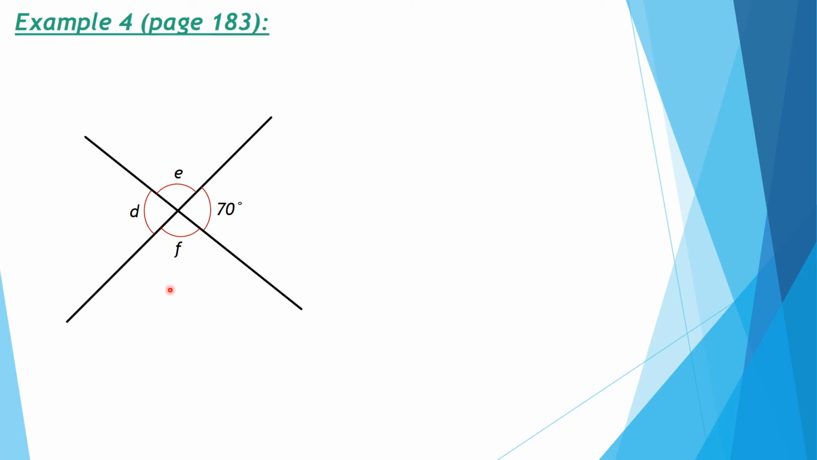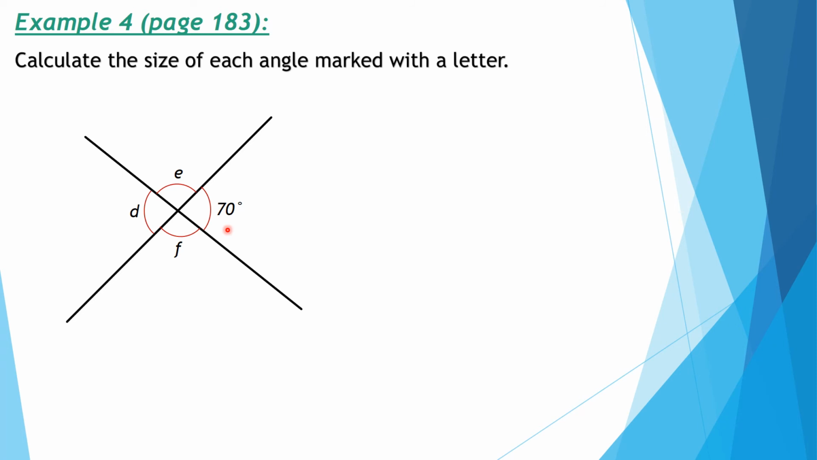This example has been selected from page 183 in your textbook. Look at the diagram given. By looking at this diagram, we can see how these two straight lines form four angles. Out of the four formed angles, only this angle is given. It's 70 degrees. So, to find the size of the other unknown angles, we'll see whether there are angles which are equal to 70 degrees.